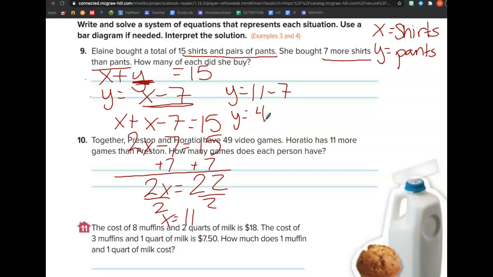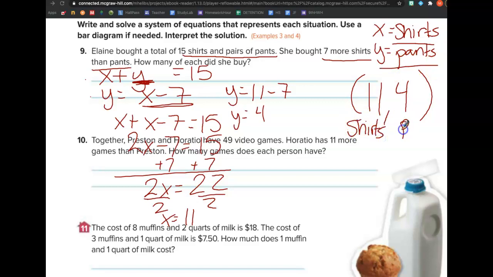So what's my answer? 11, comma 4. What does that mean? I have 11 x's and 4 y's, but what does my x represent? 11 shirts, 4 pants. I have 11 shirts and 4 pants. That's why we always define our labels first, so that we can interpret it. Make sense? Questions, comments, concerns? Okay, moving on to number 10 then.